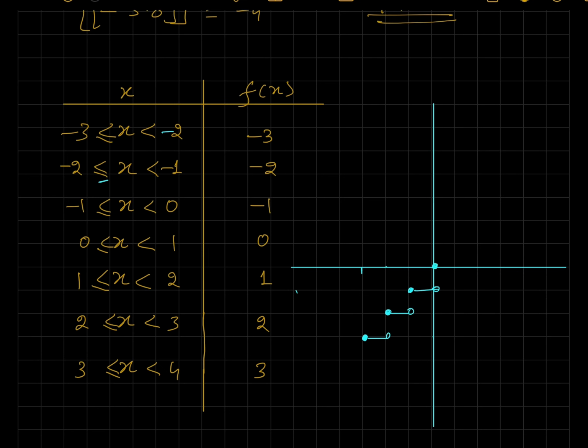So this is the way we plot a greatest integer function. Hope you understood, right? Since it looks like a step, like a ladder, that is why it is called a step function. I hope you have understood how to plot the step function, the greatest integer function.